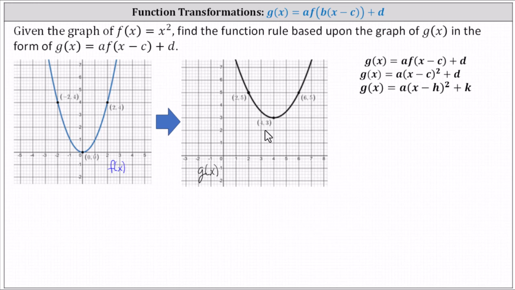Notice on f of x, the vertex is the point 0, 0, and then on the transformed function g of x, the vertex is 4, 3. Notice the vertex has been shifted right 4 units and up 3 units. A shift right 4 units indicates c equals positive 4, and a shift up 3 units indicates d equals positive 3.